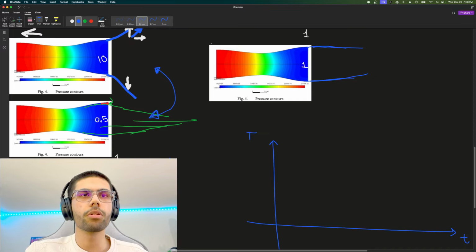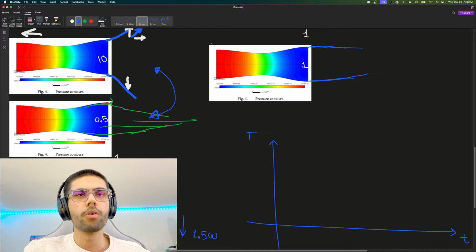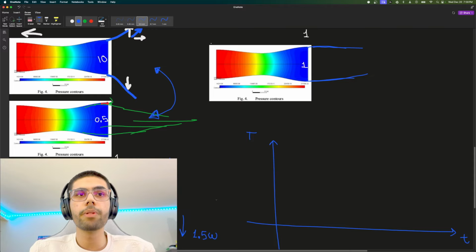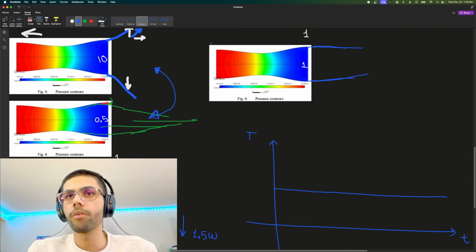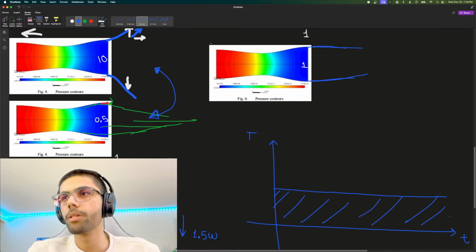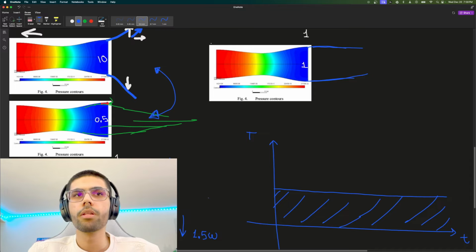The engine of this rocket is producing 1.5 times the weight of the rocket. The rocket weighs W right now. So even if you keep the engine on for a very long time, and you have this much impulse generated, the performance of this rocket is really poor.